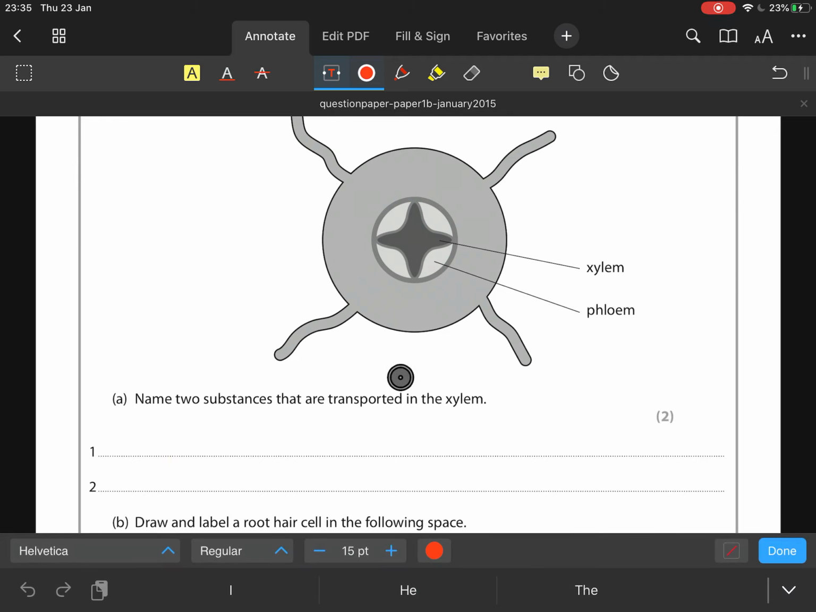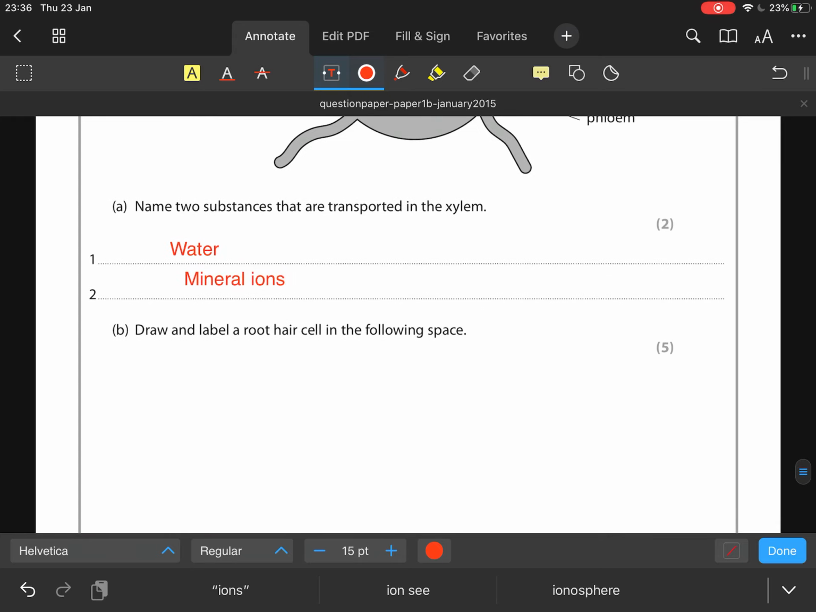Two substances that are transported in the xylem. The main thing that the xylem transports is water. It moves the water from the roots up to the leaves, one-way direction. Dissolved in that water is not the sugars, not the sucrose, but in fact the things which are absorbed in the roots along with water, which is the mineral ions. They get transported up from the roots to where they're needed in the plant.